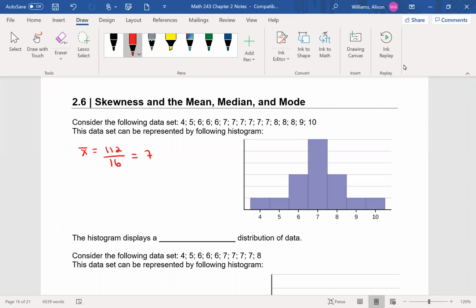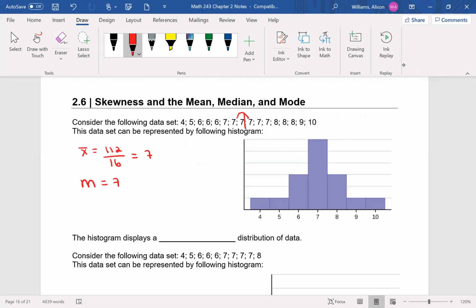Okay, since it's in order and there's 16 pieces of data, let's find the middle. 6, 7, 8. Okay, so I'm seeing the middle right there. Let me check one more time. I think I may have just gone one too far. 2, 3, 4, 5, 6. I did. Okay, sorry. Middle right here. There it is. So it's between 7 and 7. So the median is 7.